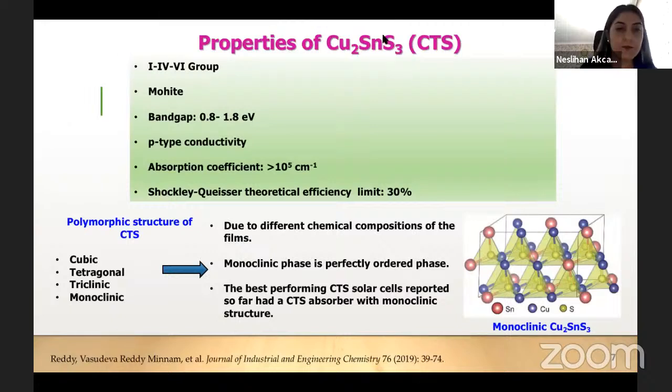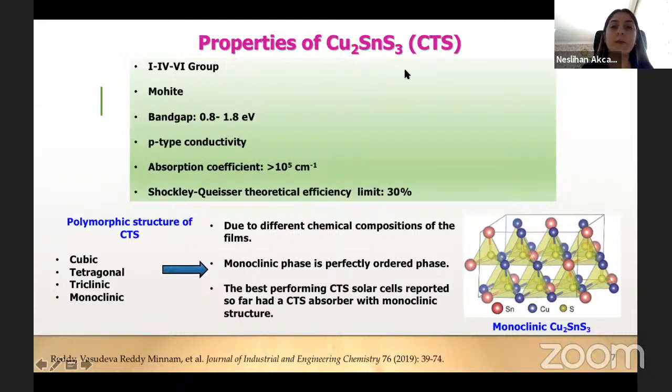The reason for the low VOC, the VOC deficit, is explained by deep defects and secondary phases, binary and ternary secondary phases, which are included inside the material because of compositional problems. So that's why researchers still look for new absorber materials for thin film solar cells.